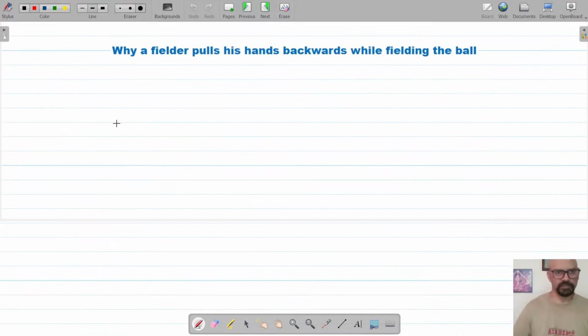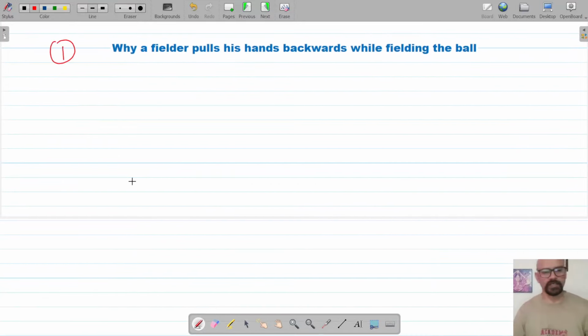So our first application is why a fielder pulls his hands backwards while fielding the ball. You might have watched a cricket match, and in that you might have noticed that whenever a fielder tries to catch or field a ball, he takes his hands backwards, and there is a reason behind it. That is the application of Newton's second law of motion. So the fielder does this to increase the amount of time while catching a ball. By pulling his hand backwards, he's increasing the time.